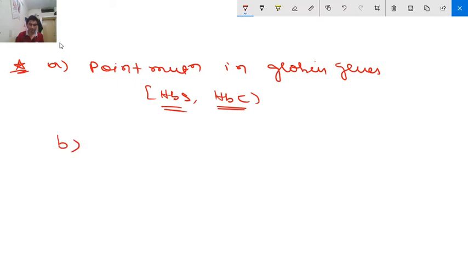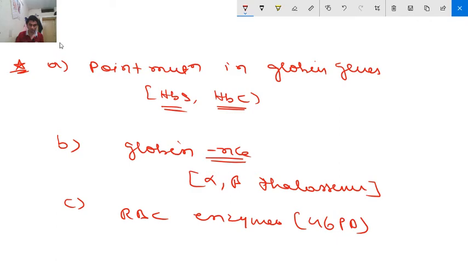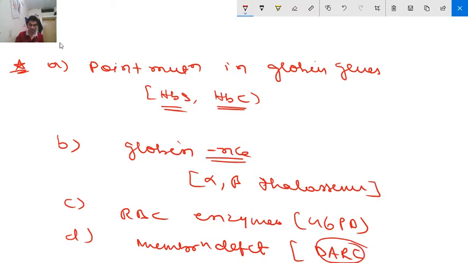The second is mutation leading to globin deficiency, and that is your alpha and beta forms of thalassemia. The third, the mutation may affect your RBC enzymes such as glucose 6-phosphate dehydrogenase. The next is mutation which may cause RBC membrane defects, such as absence of DARC, that is Duffy surface blood group. Clear? Absence of your band 3, absence of your spectrin. They are the proteins which are responsible for the membrane integrity of the RBC.